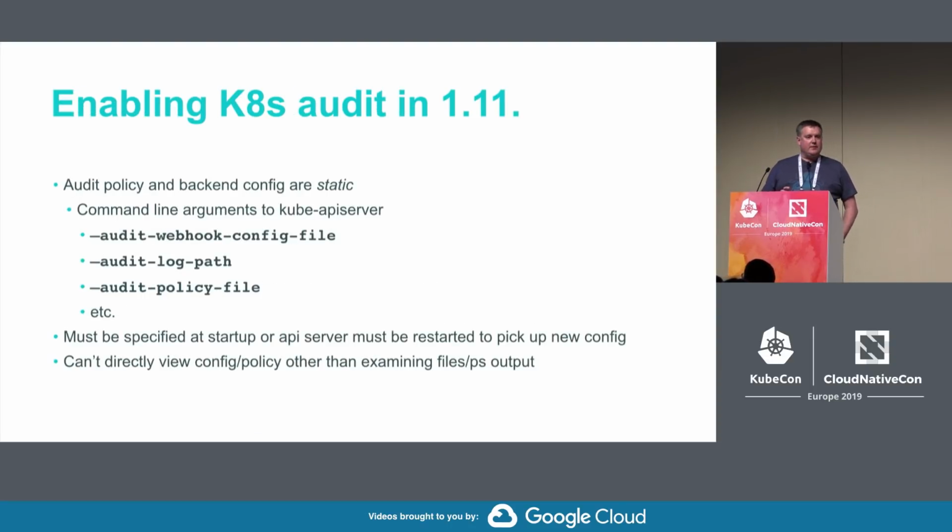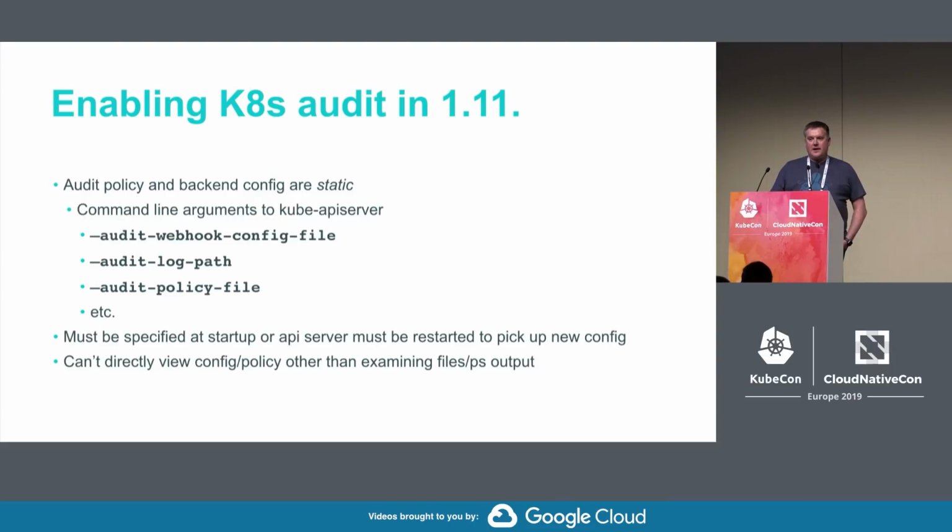So the process for enabling audit logging is a little different between 1.11 and 1.13. In 1.11, a lot of these components are static. So they're generally arguments to the API server, command line arguments. So you'll see a command line argument, this is --audit-webhook-config-file, and then you'll name a file, and that's where you're going to specify where the webhook goes. Same thing for the log path and where the audit policy is located.